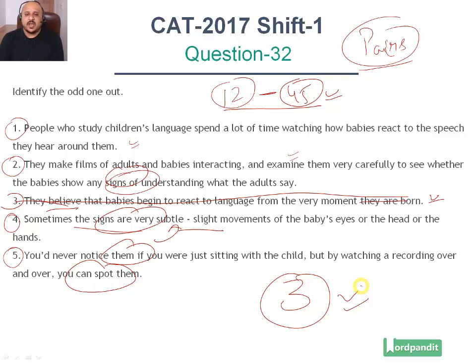So this was one question which is very easy to solve, and it's one area which gives you 3 bonus marks in the exam as well, right?